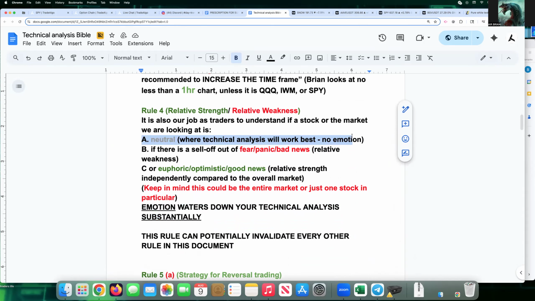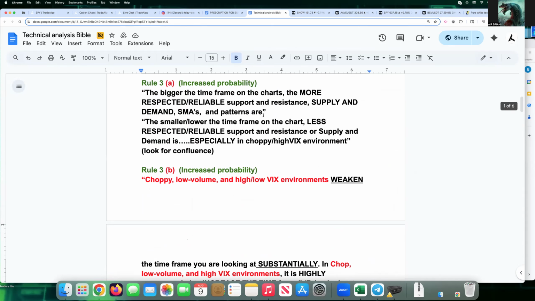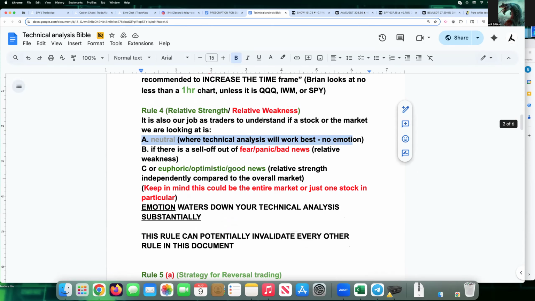So as long as we're neutral, I think the market should follow all of these rules. If you find any one of these rules not working, you go to rule 4 always. Why is rule 10, rule 11, rule 13, rule 1 not working? It's because we're not neutral, where technicals work best. So that's why it helps to know them. If you know a rule is being violated, rule 4 is in play. Always, always and forever.